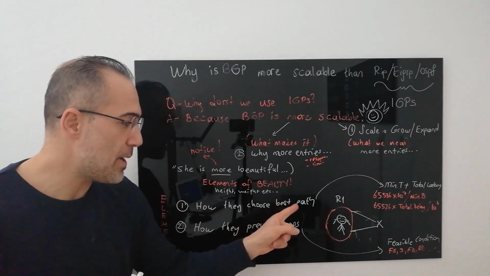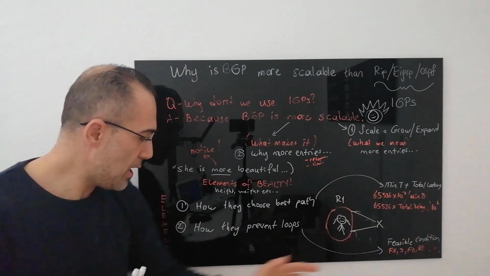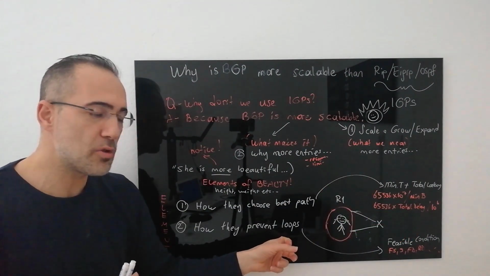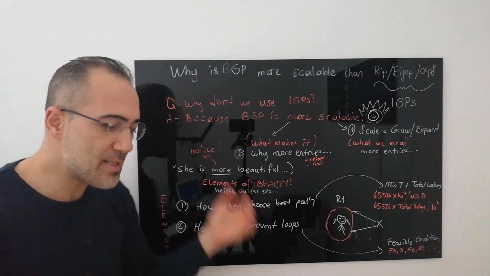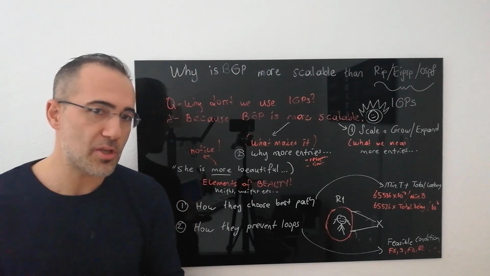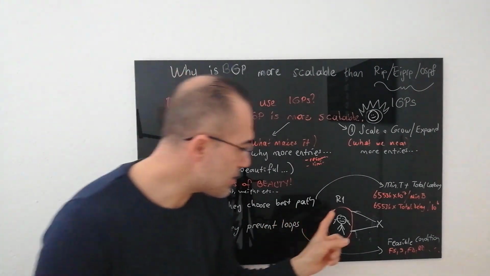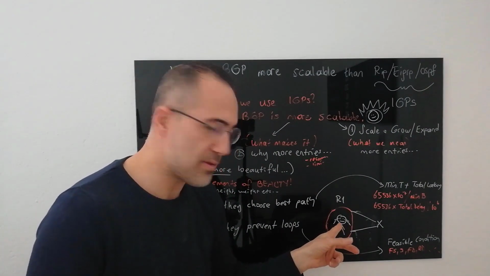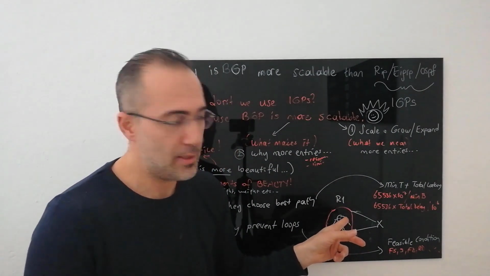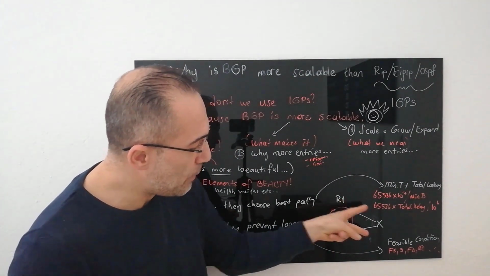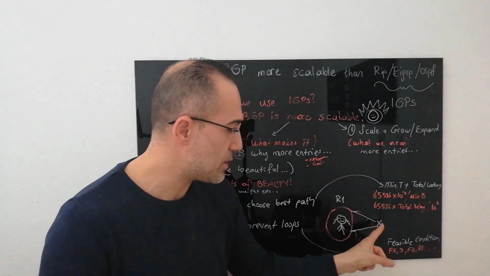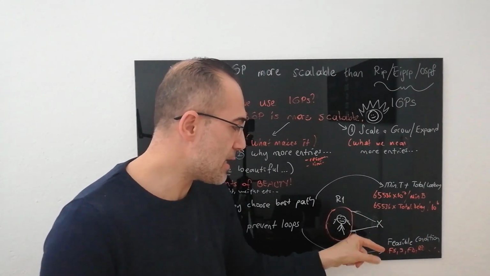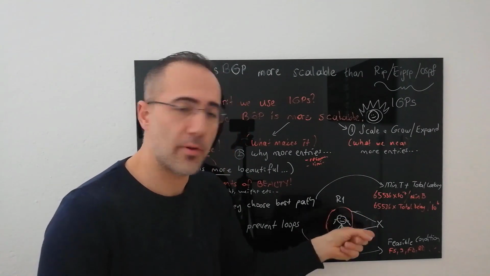How they choose their best path to a destination and how they prevent loops. These are two fundamental elements. Now let's take BGP and EIGRP for example. Here's a router in which there's a guy, his name is EIGRP, and he has been given two paths to a destination, destination X. He is to choose one of them.